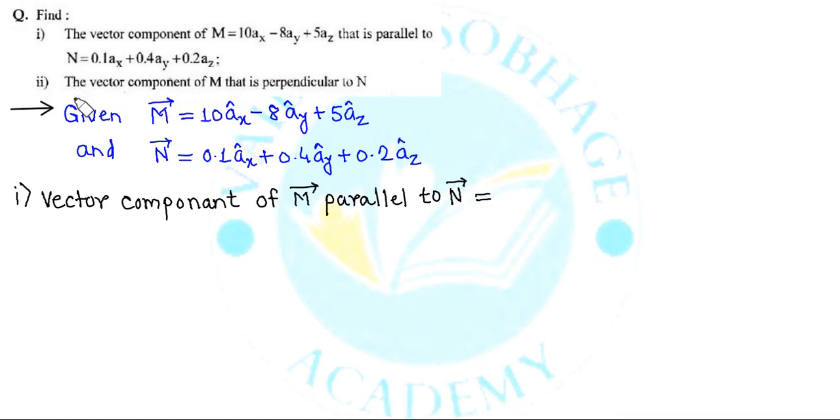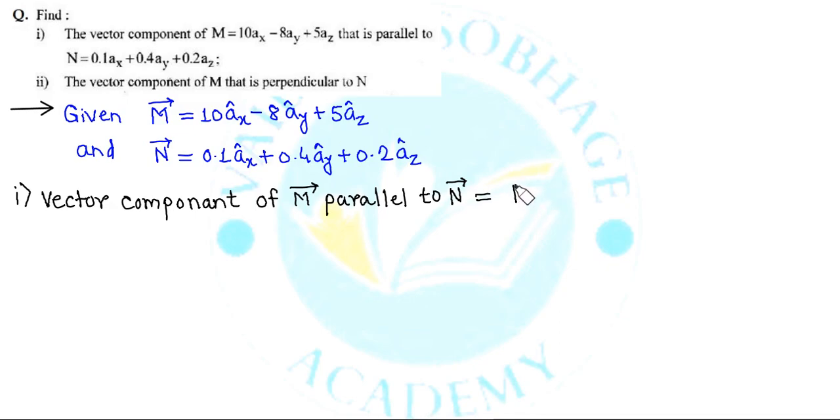And very firstly, we have to find out what is the vector component of vector m, which is parallel to vector n. So this is also said to be what? It can be also written as vector projection of vector m along vector n. So these are the one and the same thing, and that we have found out earlier.